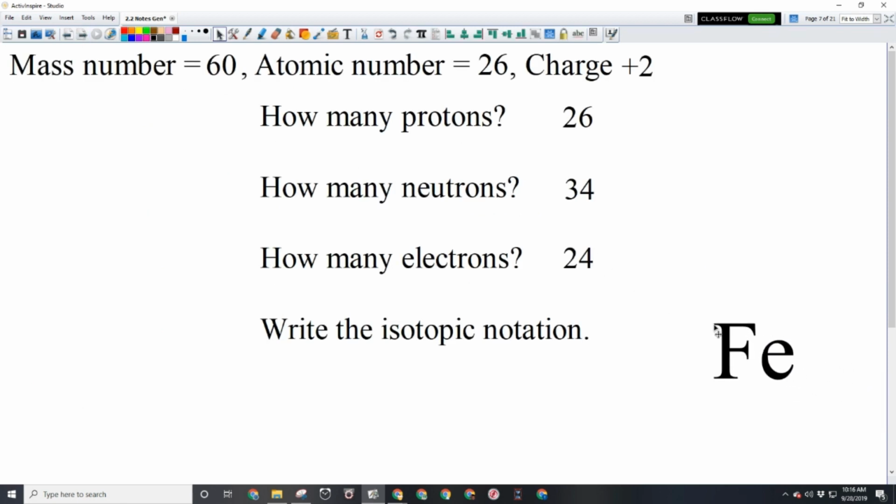So we're going to write the symbol big. All right, MAC: M, right here in the upper left-hand corner, is going to be the mass number. So we're going to take this 60 and put it here. A, atomic number, so it's the number of protons. So I'm going to take 26 and put it here. And then C, charge. So the charge is a +2. So I'm going to take this charge and put it right there. So this is the isotopic notation for this isotope and ion of iron, this particular species of iron. That's how you write that.